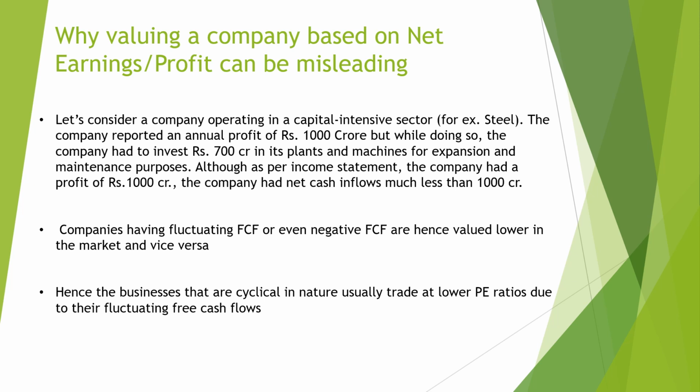Second point is companies which have fluctuating free cash flows, or even negative free cash flows, are valued lower in the market, and vice versa. And this is what exactly we have discussed. Businesses which are cyclical in nature, like steel, auto, or all other commodity sectors, usually trade at lower P/E ratios because of their fluctuating free cash flows. The market likes certainty and detests uncertainty, and because of this uncertainty in their free cash flows, the markets do not view these cyclical sectors in a positive way.